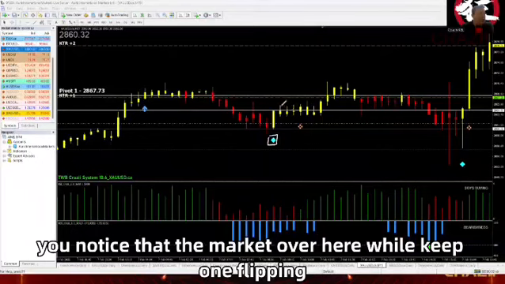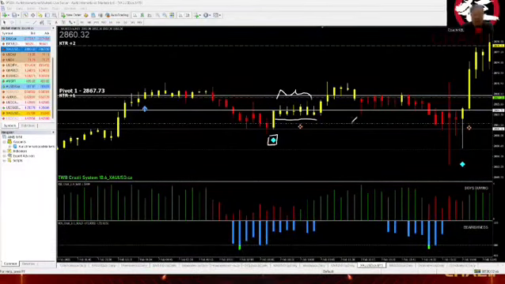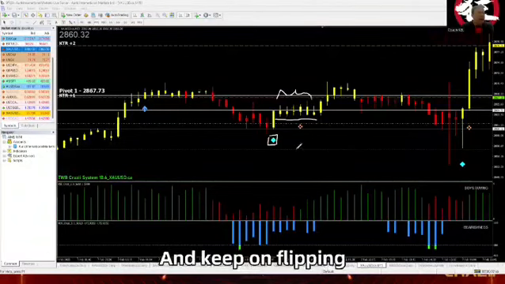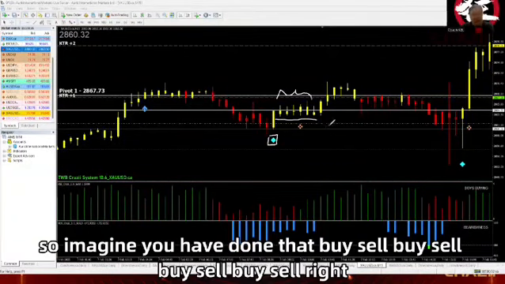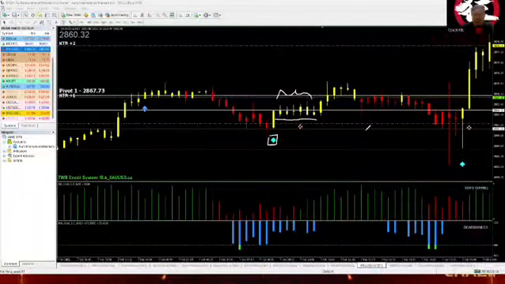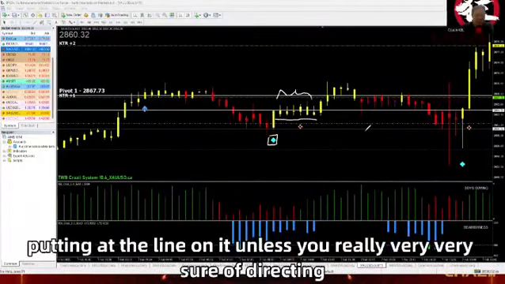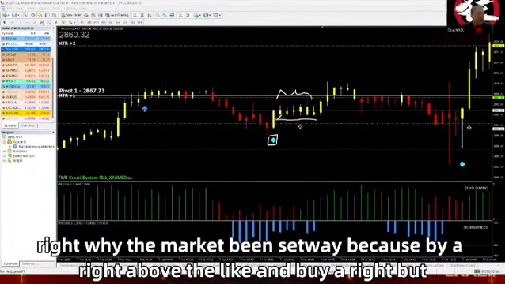You notice that the market over here, wow, keeps on flipping at the line. So imagine you had done that buy, sell, buy, sell, buy, sell, buy, sell, right? Your account will burst before you can even make money. So this is the problem with putting it at the line, unless you're really very, very sure of direction. Why has the market been sideways?